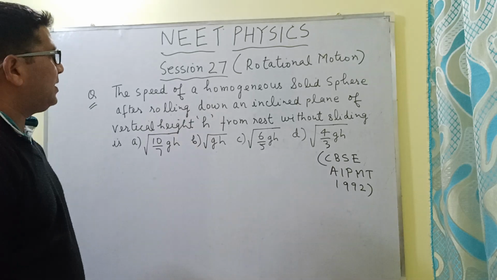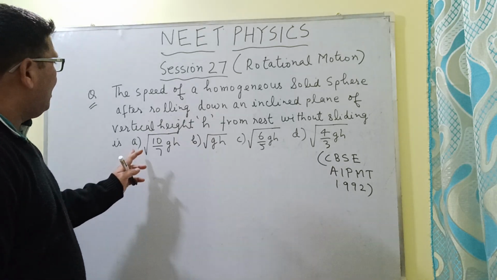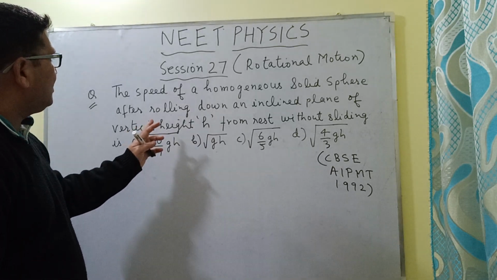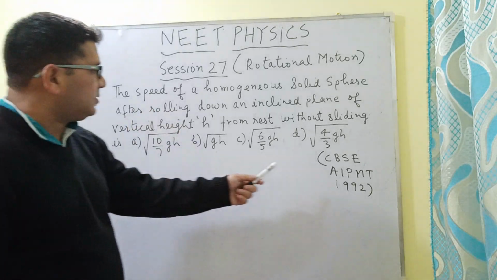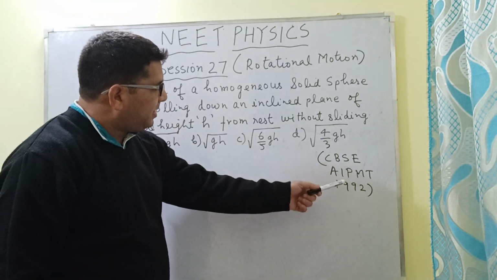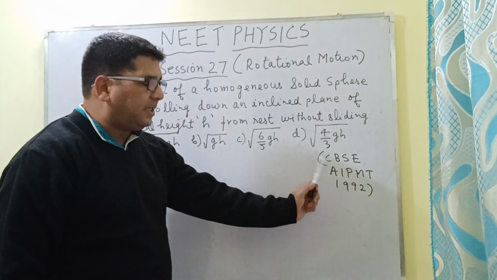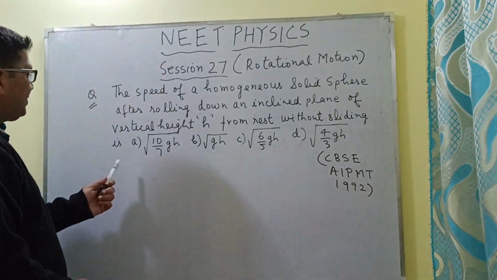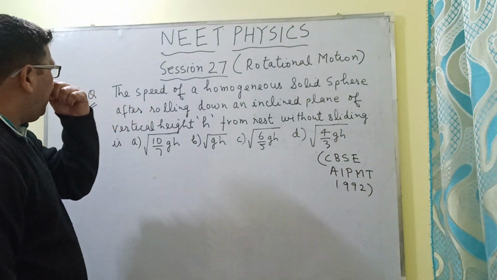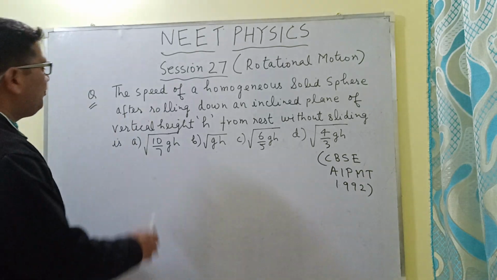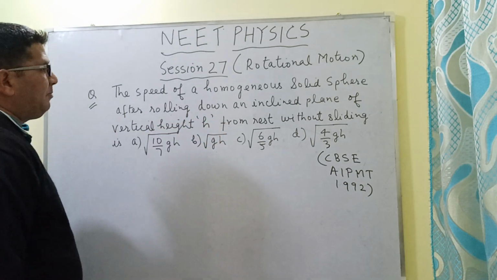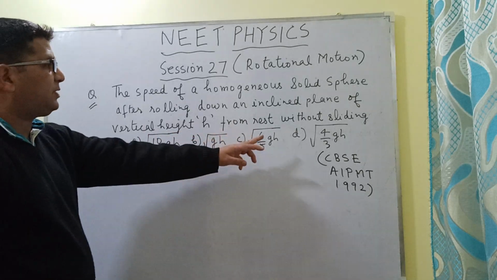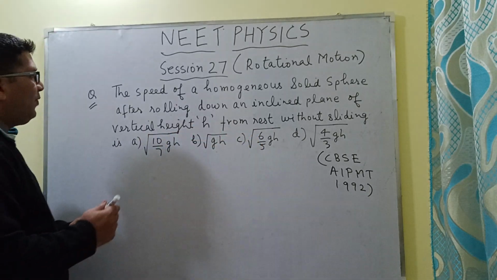The chapter is rotational motion, and in this session, I have taken this question which was asked in the CBSE All India Pre-Medical Test in 1992. The question is: the speed of a homogeneous solid sphere after rolling down an inclined plane of vertical height h from rest without sliding is. So we have to find the speed.